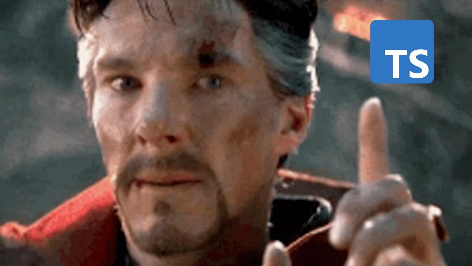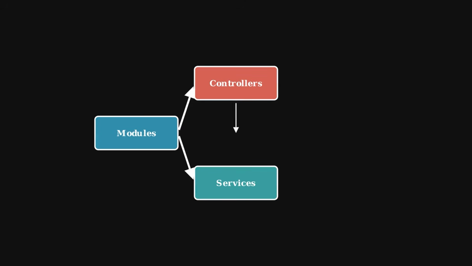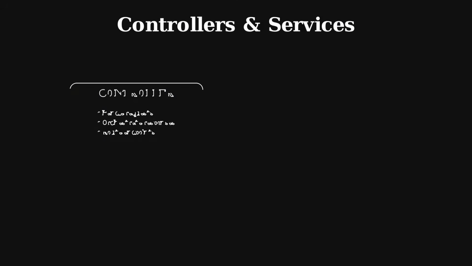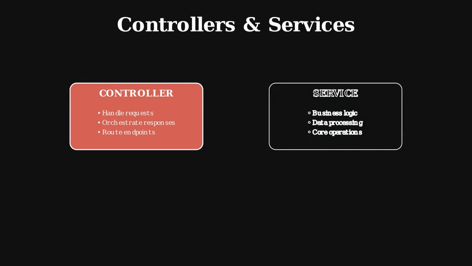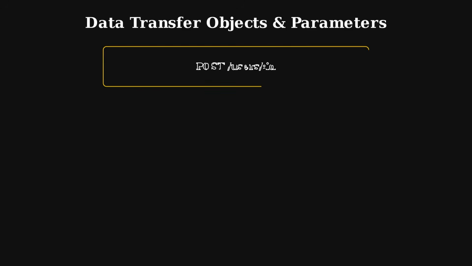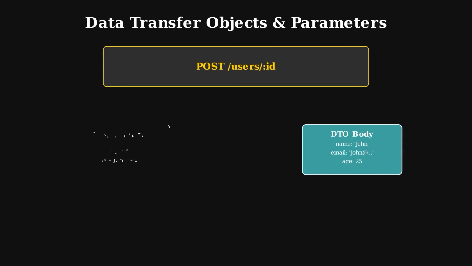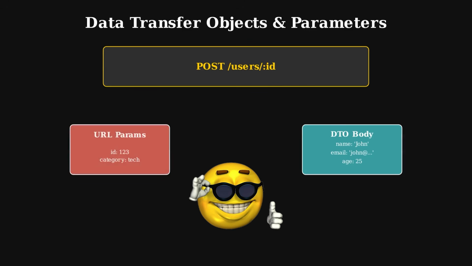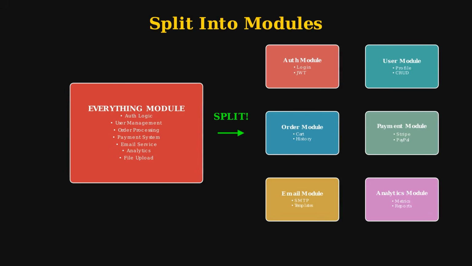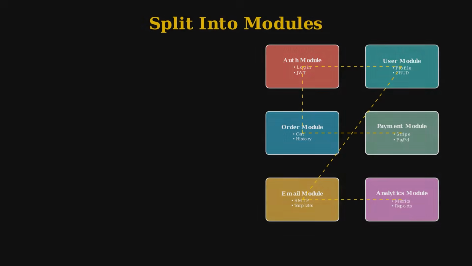It's TypeScript first, so type safety is baked in, and it enforces a modular architecture with controllers, services, and modules. It's so organized a beginner could follow it. Controllers handle incoming requests and orchestrate responses, while services contain the actual business logic. If you want to pass data into your endpoints, you simply use data transfer objects or request parameters, which Nest.js validates automatically if you configure it properly. When your application grows, you can easily split functionality into separate modules, making it easier to maintain and debug.